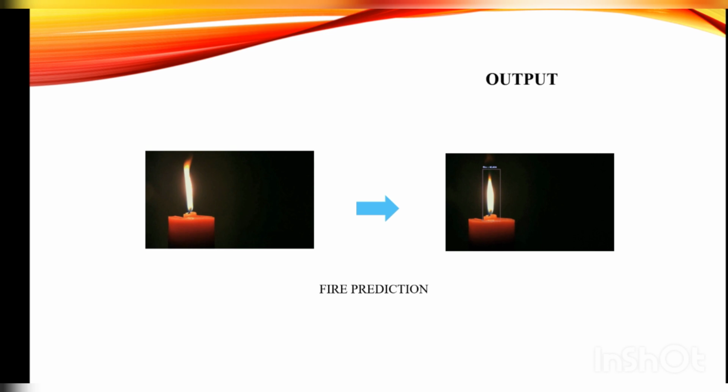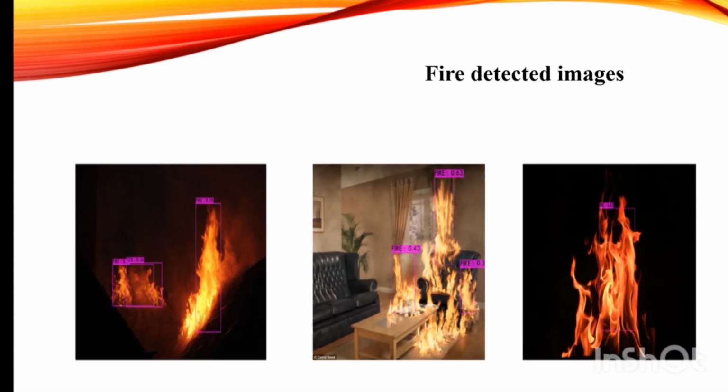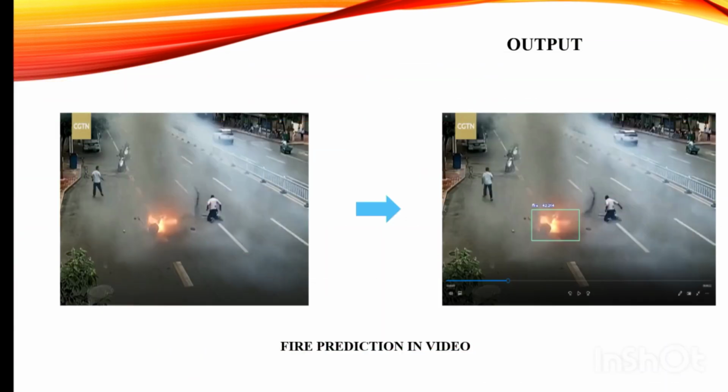At last, the input image given to the model will predict the output as a fire predictor. In the candle image you can see the input image, and the output image is predicted with the candle bounding boxes. Then the fire detected images: these are some of the fire images I gave to the model and tested, and these images get annotated as fire where it is present in those images. That is image prediction.